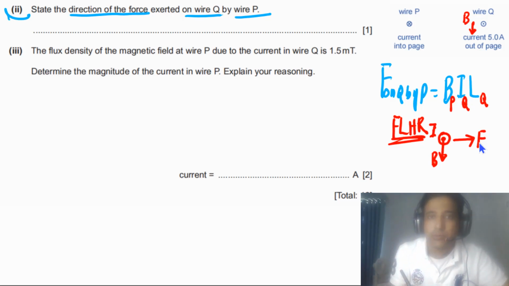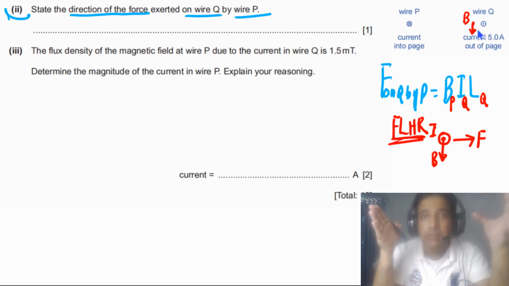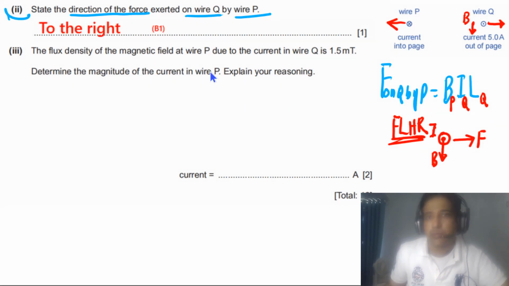So this is one way you can find the direction of force. Another way is, as current in this wire is into the page and current in this wire is out of the page, these two currents are in opposite directions. It means these two wires will repel each other. So the force on this wire will be to the right, and force on wire P will be to the left. But for this question, we simply need to find the direction of force on wire Q. So simply we can say this is to the right.